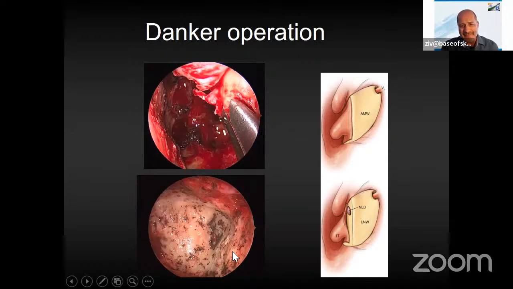And here you can see very nice access laterally to the lateral wall of the maxilla and to the posterior wall of the maxilla. And behind this, as you will see later on, behind the posterior wall, we have the pterygopalatine fossa, infratemporal fossa, and parapharyngeal space.